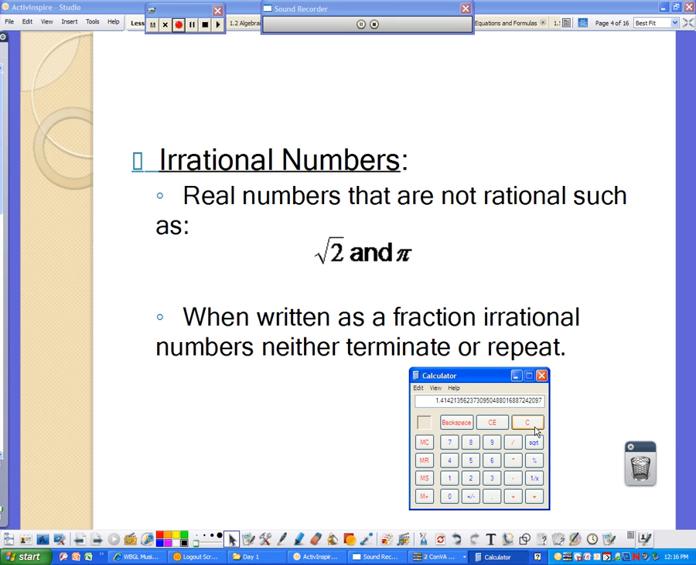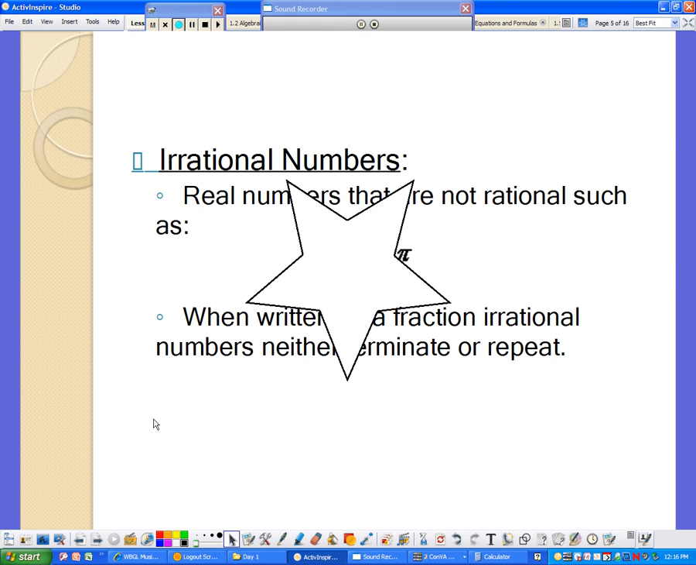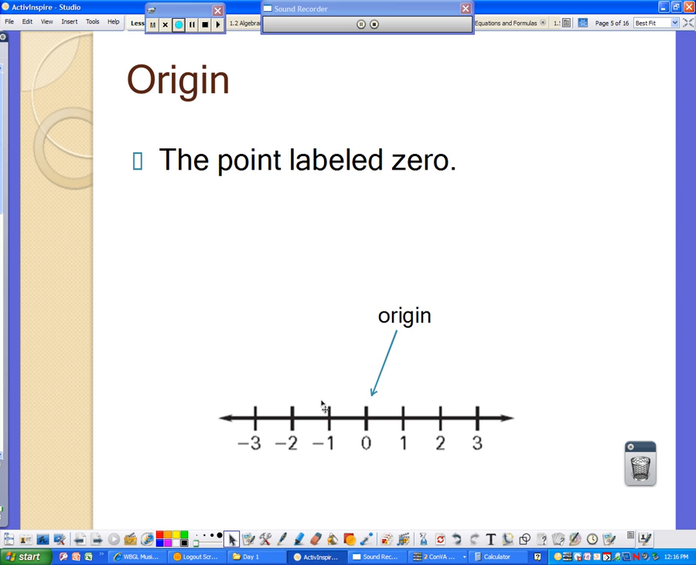Another example of that would be pi. It's 3.14, and then as you know, if you put it in the calculator, it keeps on going forever. It doesn't stop, and it doesn't repeat. The origin is the point 0 on the graph.